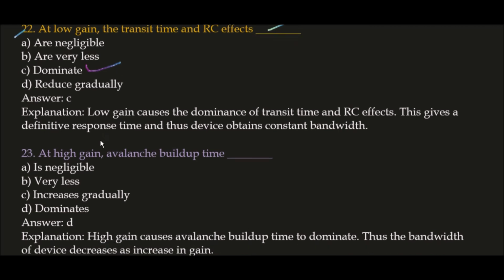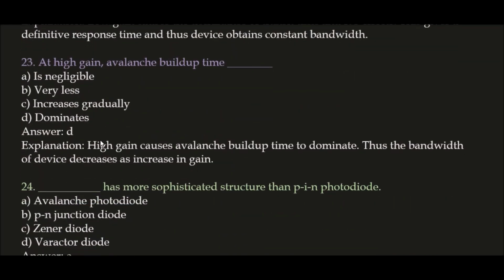Okay. Next question. At high gain, avalanche build-up time blank. Correct answer is option C, dominates. High gain causes the avalanche build-up time to dominate. Thus, the bandwidth of the device decreases as the gain increases.